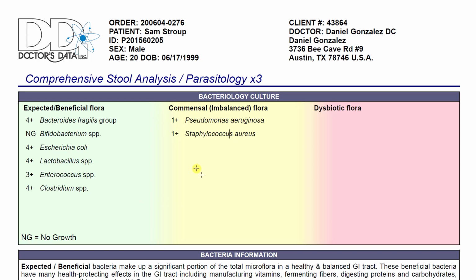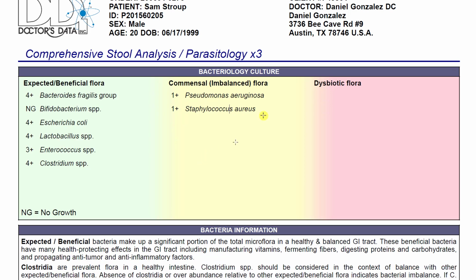Now, starting off with this first section here, you're looking at the bacteriology culture. You can see it's color-coded green, yellow, and then pinkish. You never want anything to show up over here. This would be pathological bacteria or pathogenic bacteria, dysbiotic bacteria, and of course you see nothing shows up there, so that's good. Commensal bacteria are considered neither good nor bad, depending on how many good bacteria or bad bacteria you have.